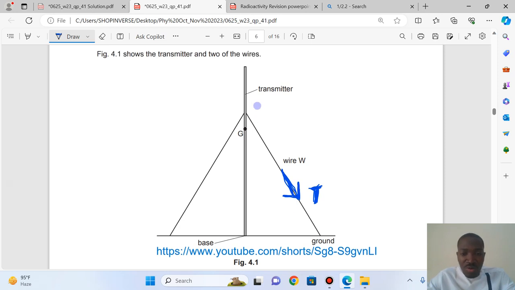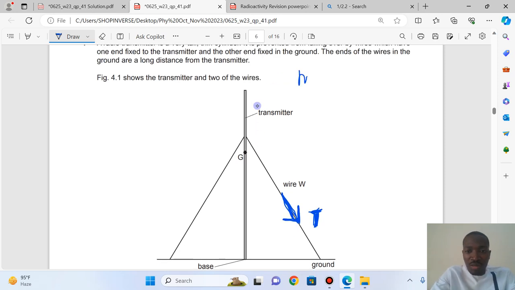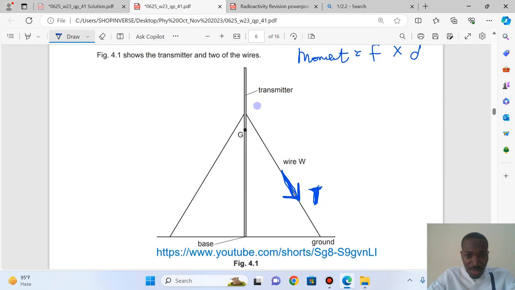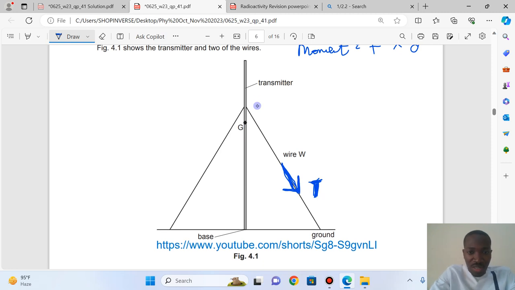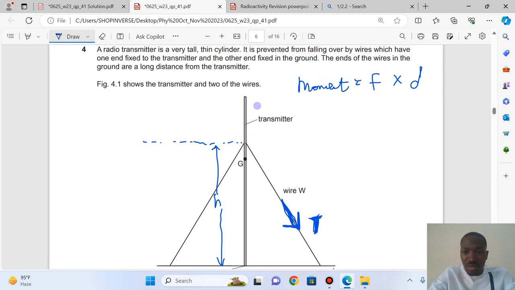And what is moment? Moment equals force multiplied by perpendicular distance. And what distance is that? The distance between the base and the horizontal level where T is being attached. This height here is the distance.